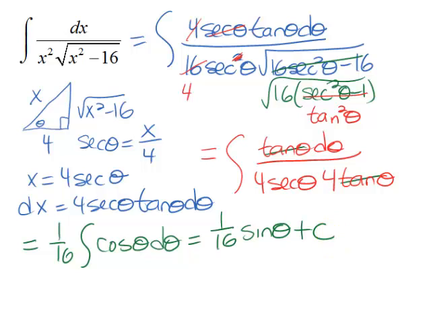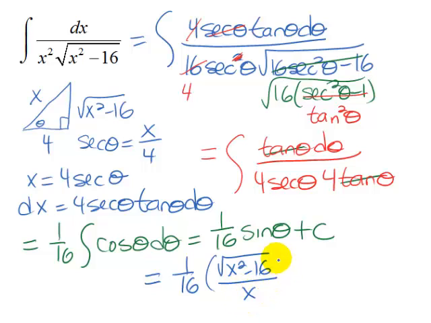One last thing to do then would be to resubstitute. So we want to get this back in terms of x. So we have 1/16, and sine theta, going back to my triangle, sine is opposite over hypotenuse, so square root of x squared minus 16 over x plus a constant.